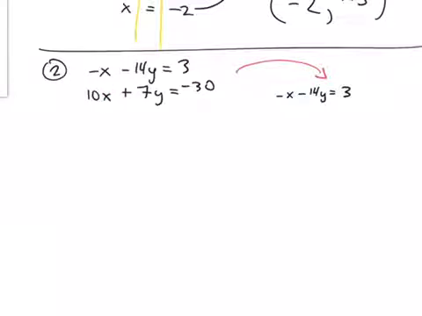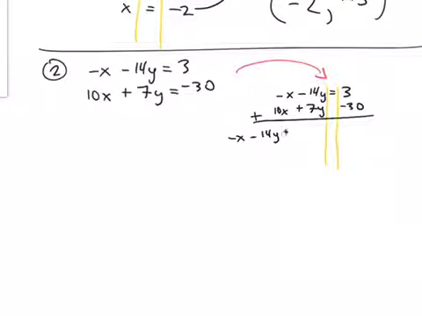So I'm going to go ahead and show that now off to the right. If you already understand what I'm saying, you can fast forward or just watch, just to convince yourself that, hey, look, if I add these 2 equations together, I'll get negative x minus 14y plus 10x plus 7y equals 3 plus negative 30, okay?